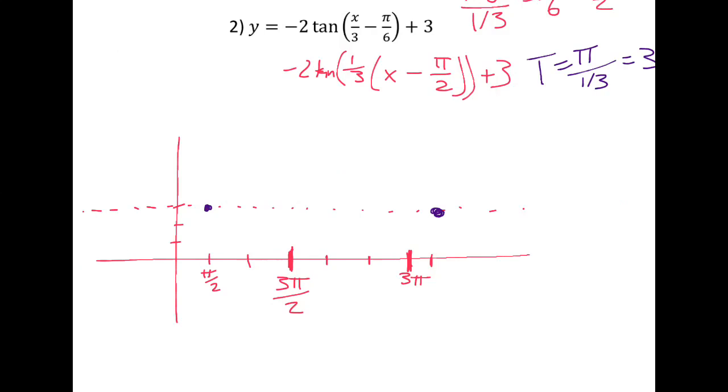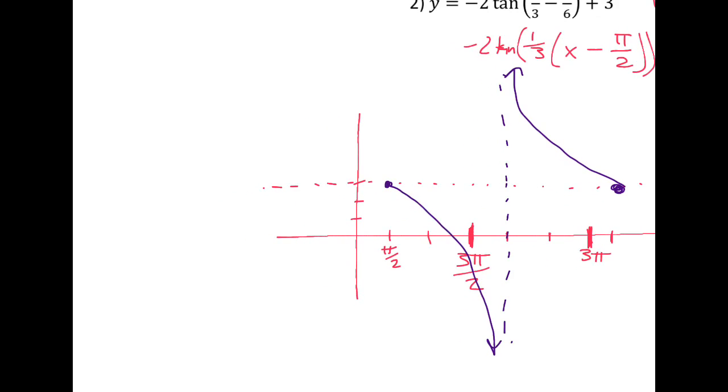And then in between there, I should get an asymptote. So I'm going to get that right there. We said that because this is a negative tangent graph, I need to be going down first. So this graph needs to come down like that. And then this part would have to come down like that. And that will be one full period of this graph. But the instructions are to graph at least 2 full periods. So I need to extend some things out a little bit.